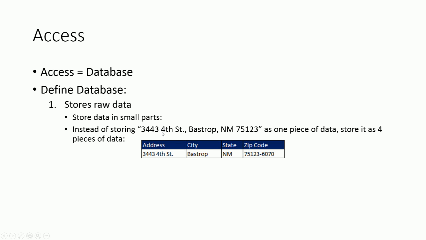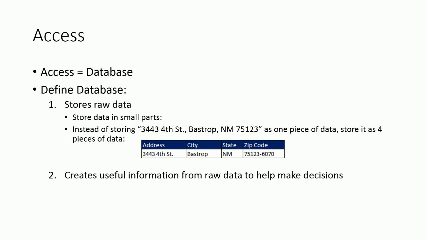Notice over in Excel, we've already talked about what these at the top are. These are field names. Databases will also have field names. Number 2 in the definition of a database: store raw data. Well, what do we do with all that raw data? We create useful information from the raw data to help make decisions. So we're always going from raw data to useful information. We saw this over in Excel also. Anytime we did what we call data analysis, that's this, going from raw data into useful information.